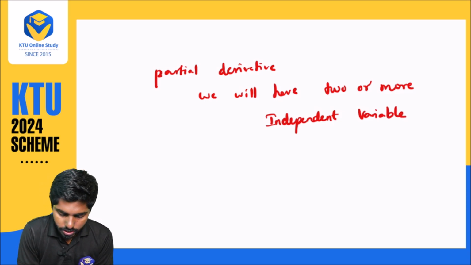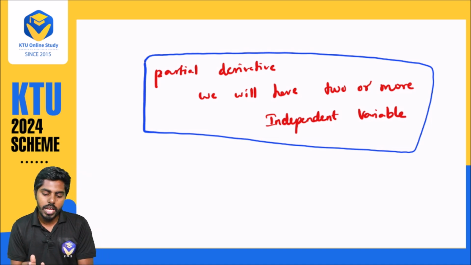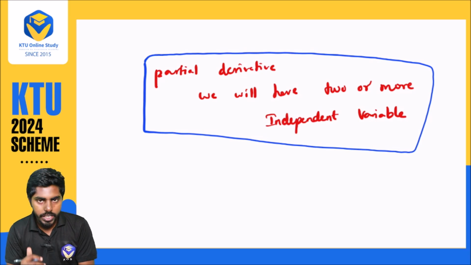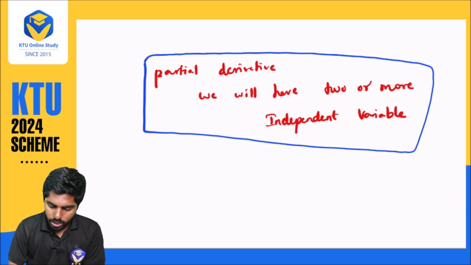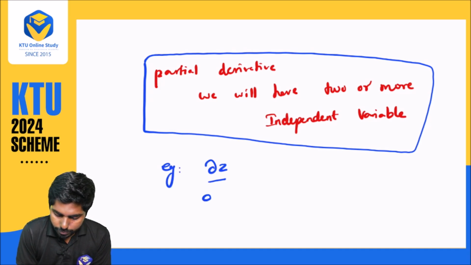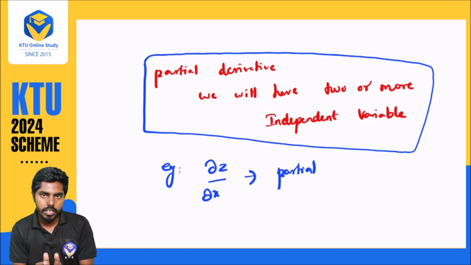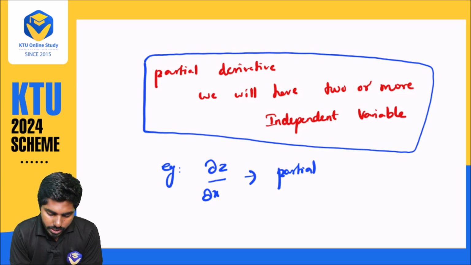This is the thing you want to remember. We will have partial derivatives. We will have two or more independent variables. Independent variable means what? In the denominator. Now, when we are taking, for example, dou z by dou x, what are we doing here? Partial derivative means we are showing partiality. That means we will consider only the x value when we are taking it with respect to x.